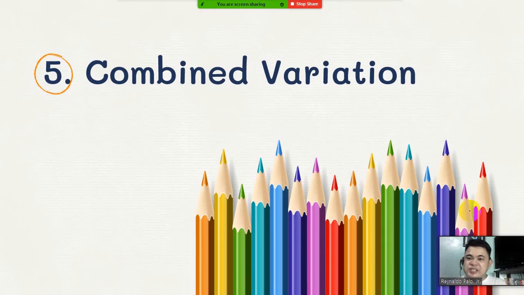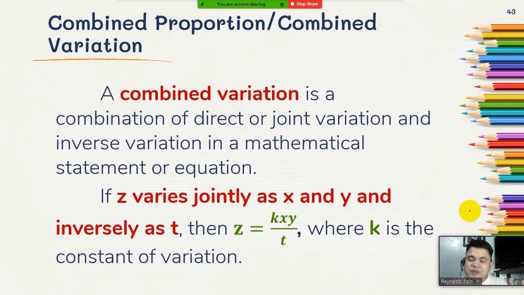Alright, so let's proceed. Combined variation. What is combined variation? From the word itself, combined, it means there are two variations that we're going to combine. So combined proportion or combined variation, what is it? A combined variation is a combination of direct or joint variation and inverse variation. So we're talking about direct or joint and inverse variation. In the previous type of variation, we were only talking about joint, and joint is just similar to direct variation in a mathematical statement or equation.